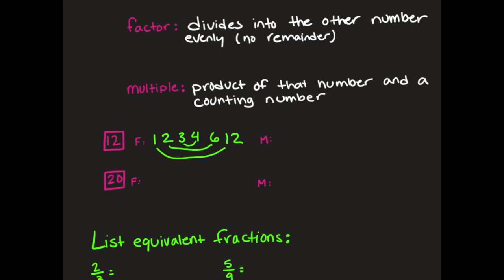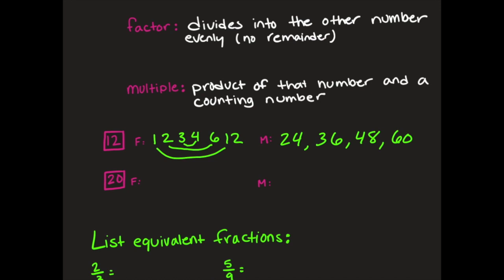And all of these numbers are factors of the number 12, meaning they can go into 12 evenly with no remainders. For example, the number 5 can't go into 12 evenly, so it is not a factor. When I go to do multiples, I'm taking the product of the number, 12, and a counting number. And a counting number would be like 1 or 2. So a multiple of 12: 12 times 2 is 24. 12 times 3, 36. 12 times 4, 48. 12 times 5, 60. So your multiples, you can really keep going as you're multiplying by these counting numbers.